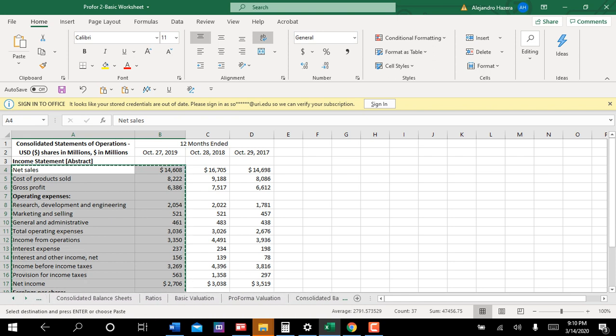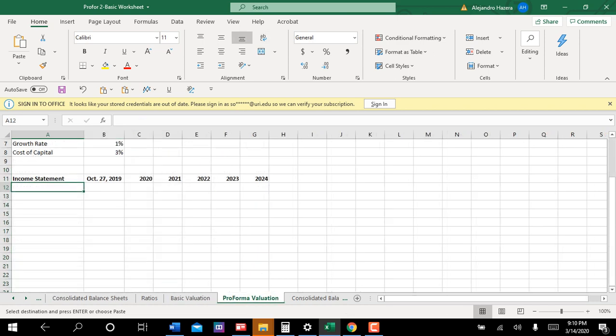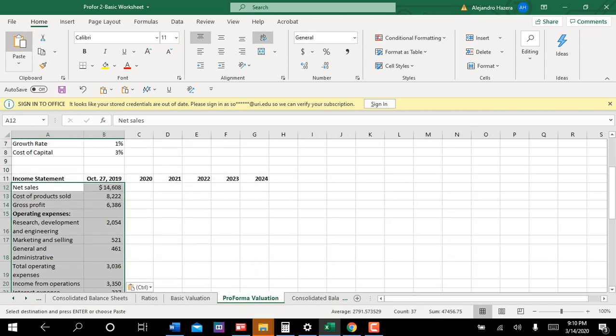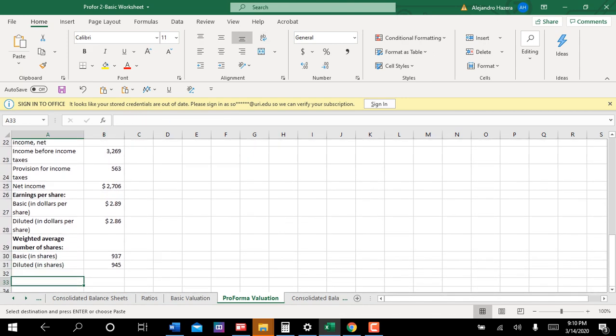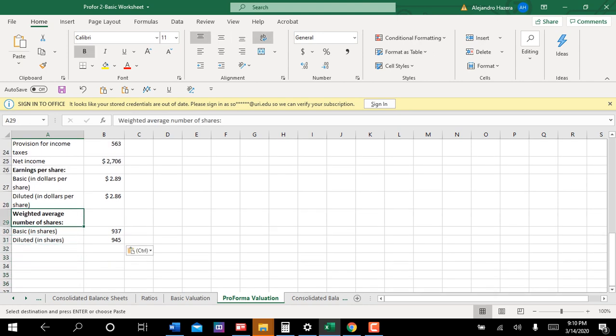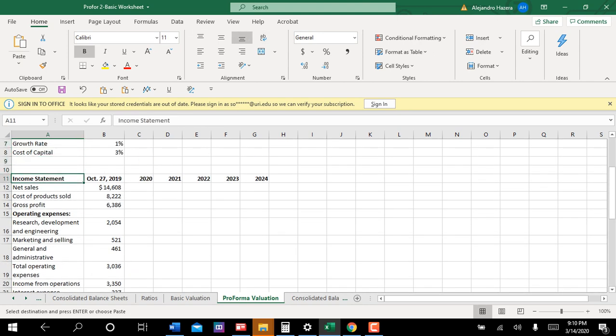So we're going to do this. Here's my pro forma valuation. I'm just going to copy those numbers over. Okay, so that's going to be my base year right there. Okay, now the following step is one that I could have talked about a few minutes ago. It's very important, incredibly important, but I'm going to talk about it now.